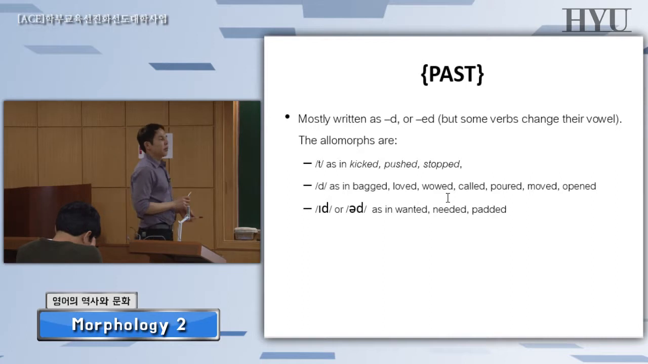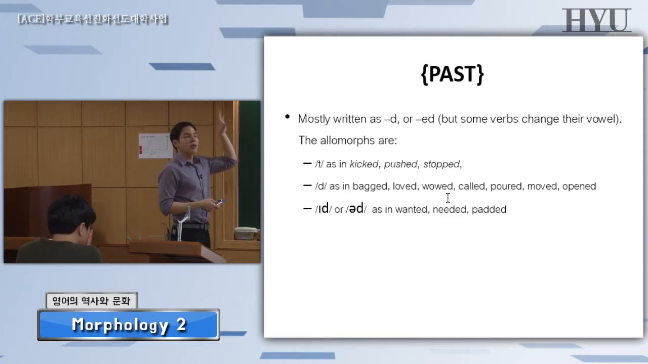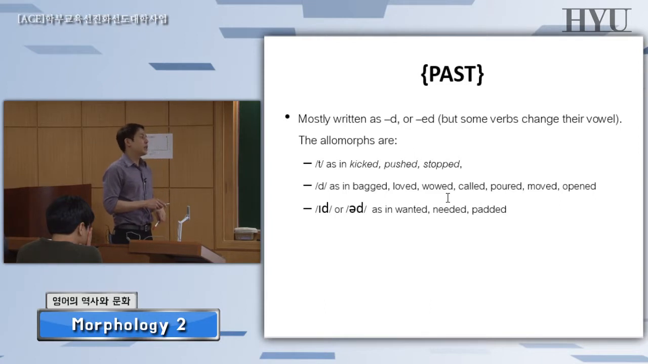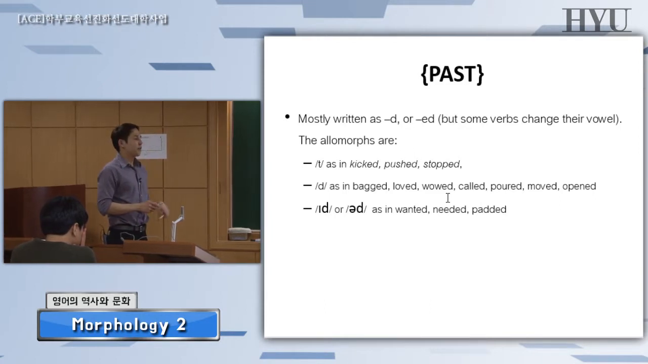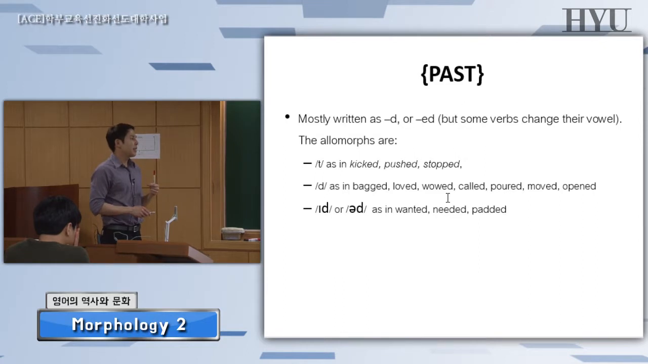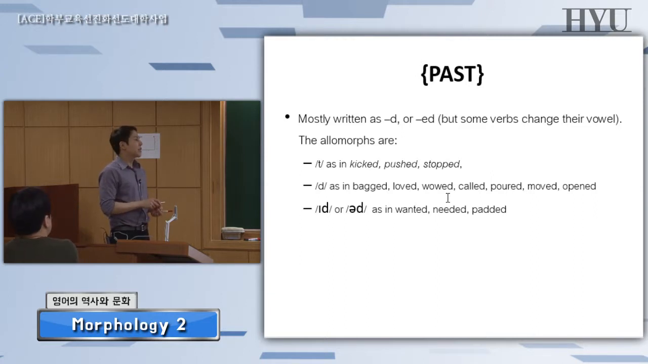And this is also important, the past tense morpheme in English. In writing, you add D or ED. But in pronunciation, you have at least three allomorphs: pronounce it as a T, pronounce it as a D, or it or ud, depending on what sound comes before it. When you have a T, as in kicked, pushed, stopped, the sound before it is voiceless. But when it's voiced, you have a D: begged, loved, vowed, like that.